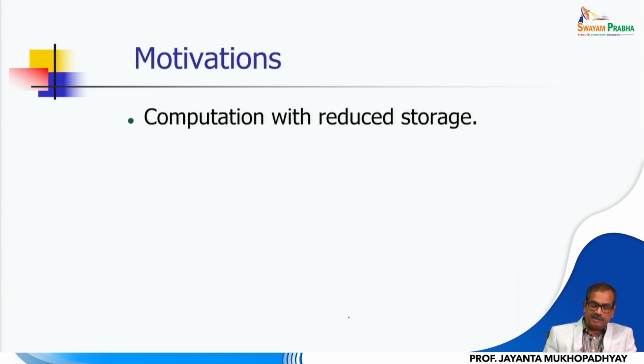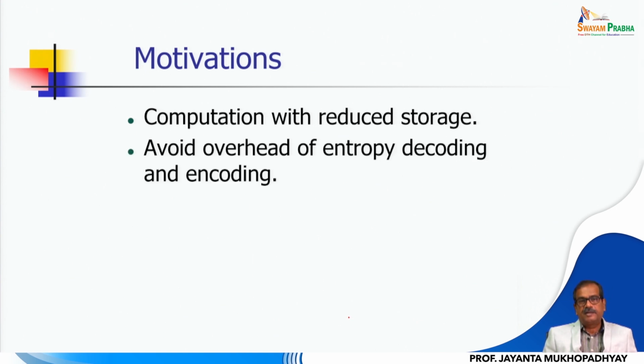So what are the motivations for doing compressed domain operations? You can compute with reduced storage, or you can avoid the overhead of the forward transform and inverse transform. This is not about entropy decoding and encoding; as I said, entropy decoding and encoding will still be there.